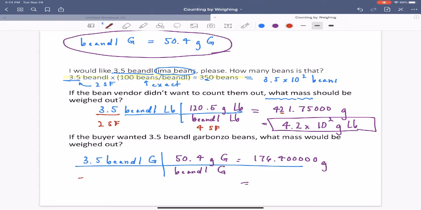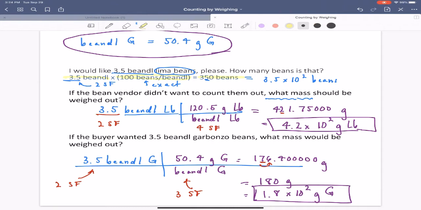We started with 2 sig figs. This relationship has 3 sig figs because it was measured. And we're multiplying and dividing, so we go with the smaller number. Because this number is closer to 180 than it is to 170, I would say 180 grams, but that's ambiguous because I have a whole number ending in 0. So let me say 1.8 times 10 to the 2 grams specific of garbanzo beans.